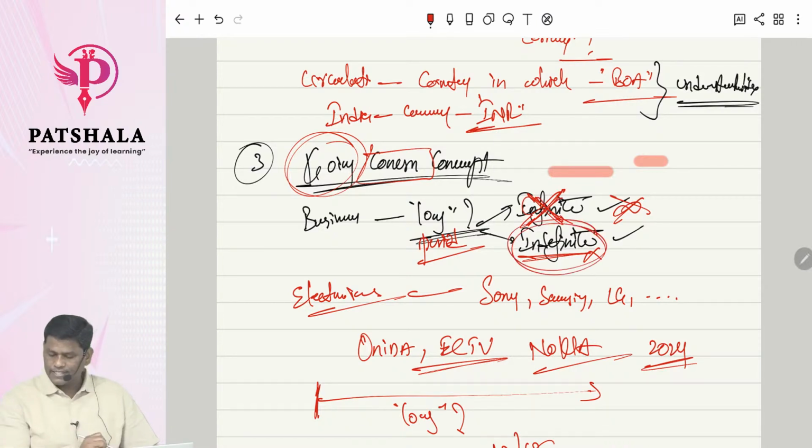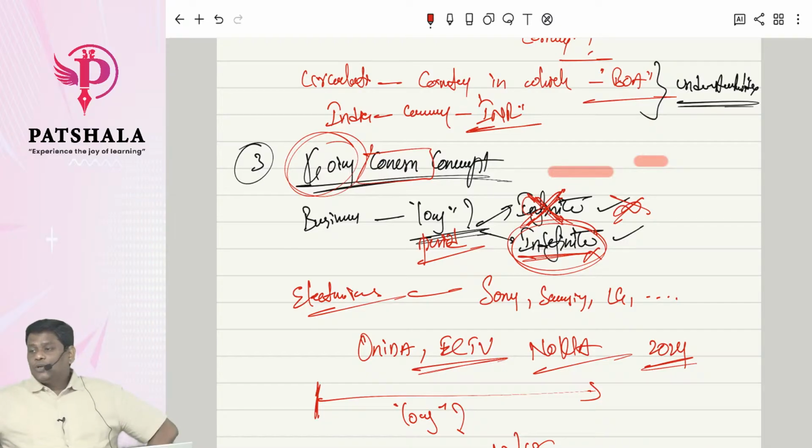It is indefinite, which I cannot define. Okay, na? First one, points. First one. Going concern means, this concept is also known as continuity concept. Going concern means continuing organization. Continuing organization.